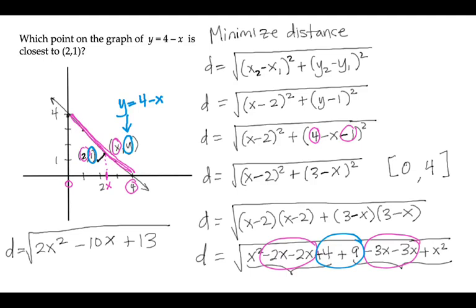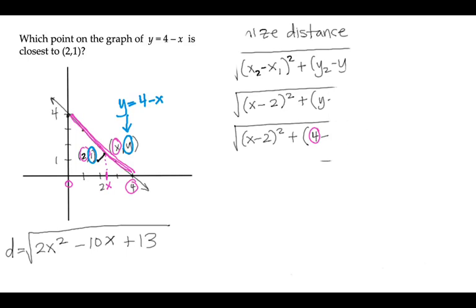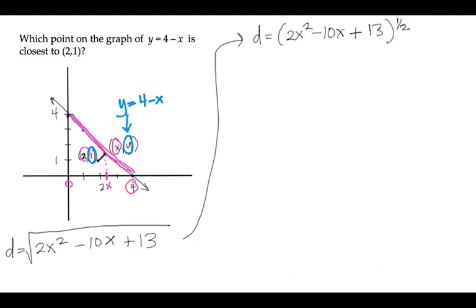Okay, so that's my distance formula. I'm going to get rid of all this stuff over here now and give myself some room. I've got that distance formula over there, and I'm trying to find its minimum on the interval 0 to 4. So I need to find the critical values of this function. I'm going to rewrite it as 2x squared minus 10x plus 13 to the 1/2.